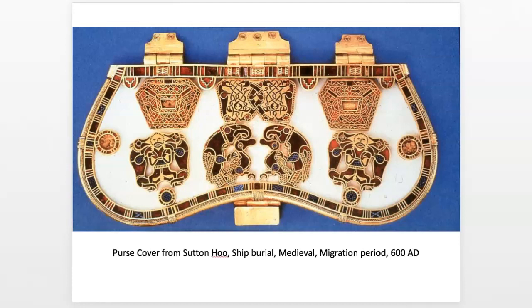Okay? This is a purse cover. By purse cover, we mean it would have been attached to a leather bag of some sort. And it's what we call animal style. So not your double at In-N-Out, haha, but your animal style. Why do you think that is? Well, pause for a moment to have you look at it. Because, of course, there's animals on it in the interlacing pattern. Okay? It's influenced by Scythian art.